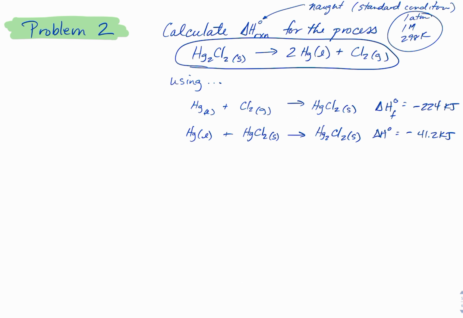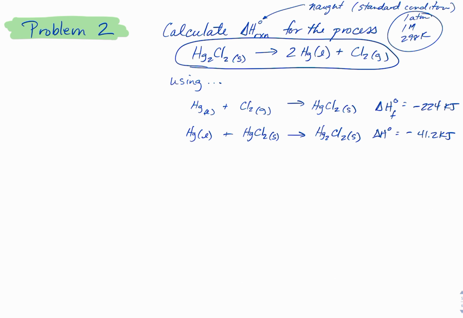You can only use other reactions with their actual given delta H naught of formation values, and you have to use these two that I gave you. One of them is mercury in liquid form with chlorine gas, which gives you mercury 2 chloride, a solid, and the delta H naught of formation is negative 224 kilojoules. The other reaction is mercury liquid reacting with mercury 2 chloride, a solid, giving you Hg2Cl2, a solid, and its delta H naught is negative 41.2 kilojoules.